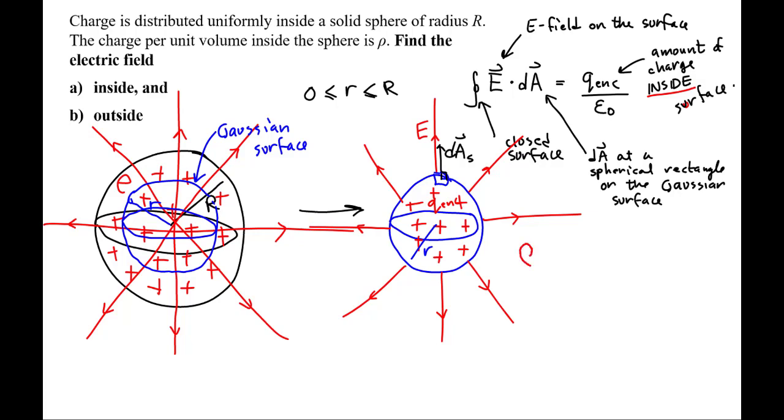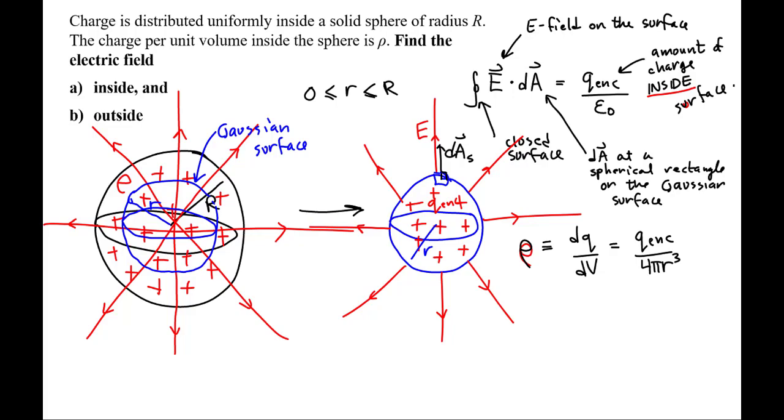Now remember, charge per unit volume is defined to be this, dq/dv, charge per unit volume. Because this is a uniform charge density, that means the amount of charge enclosed by that sphere divided by the volume of that Gaussian sphere will give us the density of our charge distribution. So now we have all the pieces in play.